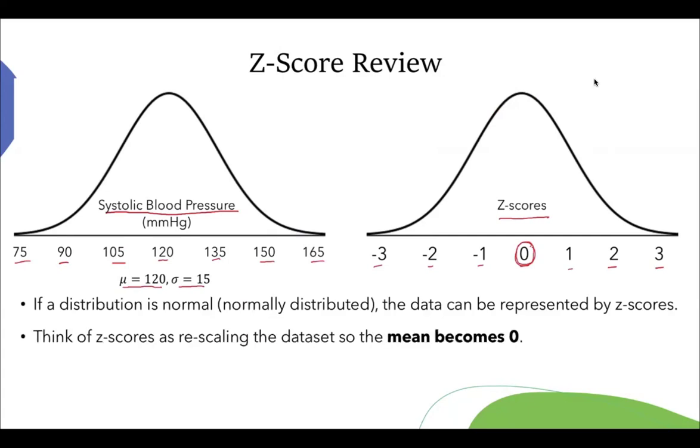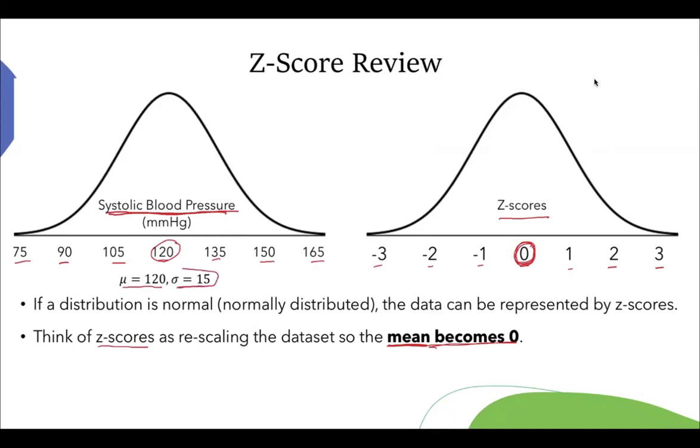Okay, so if we think of z-scores as rescaling the data set, the mean therefore becomes 0. So imagine that this 120, when measured as systolic blood pressure, is actually a z of 0 when rescaled to look like z-scores. Now, what else is rescaled?